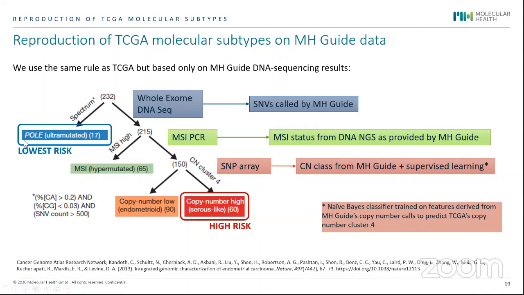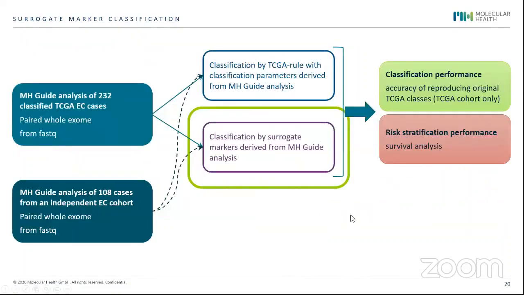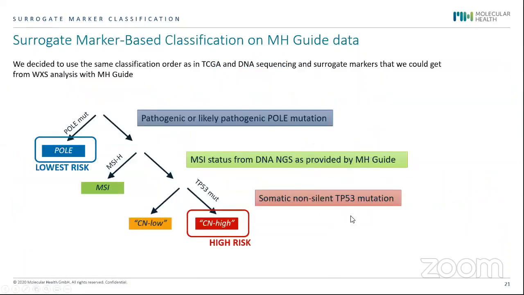The POL class is the lowest risk class. This copy number high class is the high risk class. I will mostly focus on those 2 classes. The surrogate marker classification, we decided to use a very, very similar classification scheme.